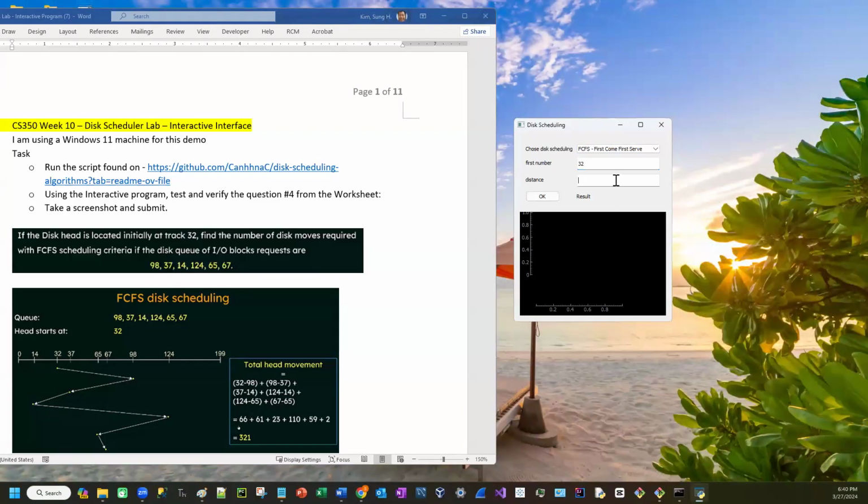So I'm going to type in 90, 98, 37, 14, 120, 124, 65, 67. Yeah, I think that's it. 98, 37, 14, 124, 65, 67. And all you have to do is click OK. Here. So what you're looking for here is two things. Make sure that your number matches.